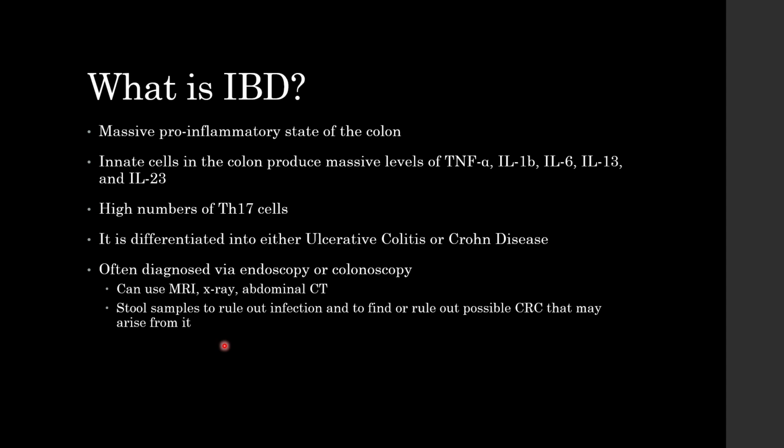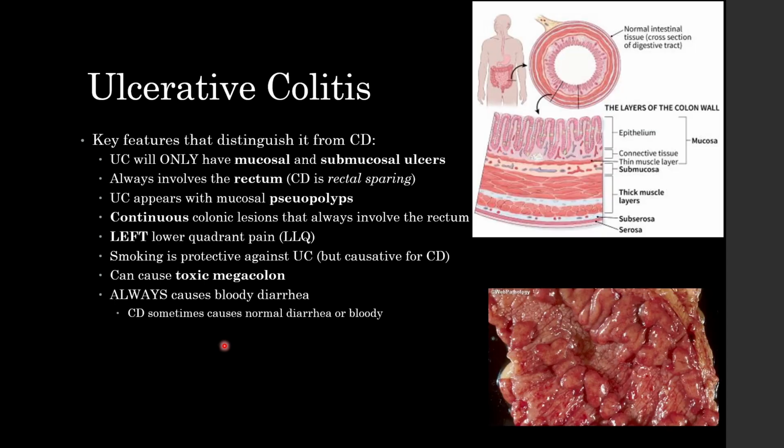Also, you can use stool samples to rule out infection, because sometimes these pro-inflammatory states may not be IBD, but just an infection, for example EHEC, enterohemorrhagic E. coli. You can also use fecal occult stool samples to find or rule out possible colorectal cancer that may arise from IBD. Remember, IBD is a pro-inflammatory state, and what do we know that cancer likes? It loves inflammation, so it is a common risk factor. For ulcerative colitis, while these cancers are not common, it is a risk factor that is commonly found in these patients.